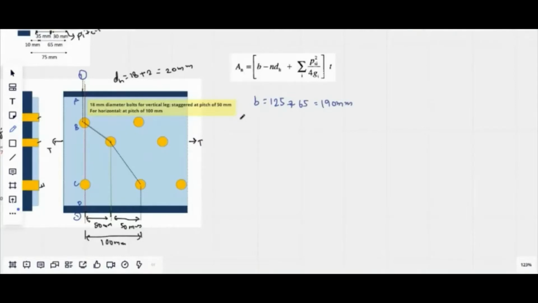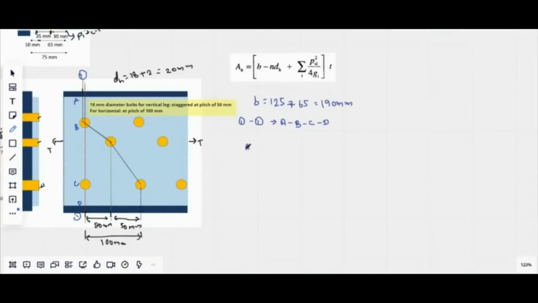So let us calculate the net area for the section 1.1, in which the section is passing through the point A, which is meeting across the point B, the position of bolt, towards the point C, and passing through the end of the section at point D. In this case, there is no inclination pitch. This is the straight line. The bolting is done in a straight way.